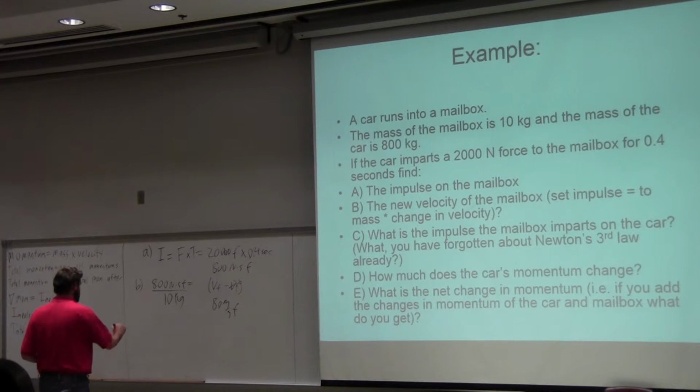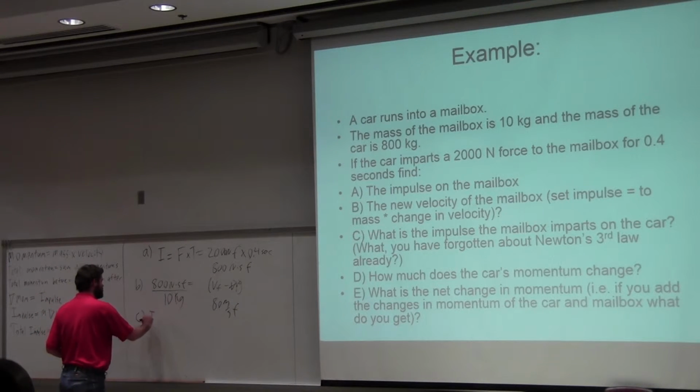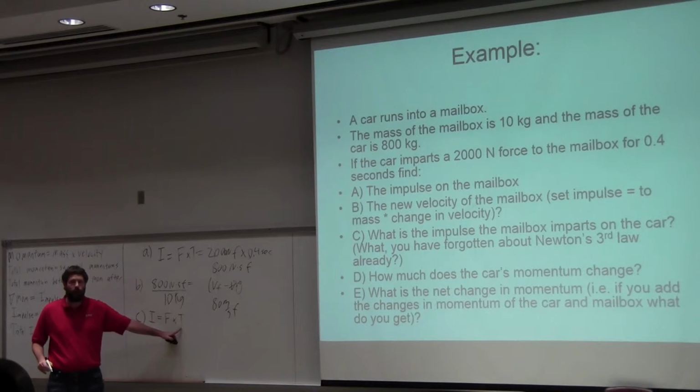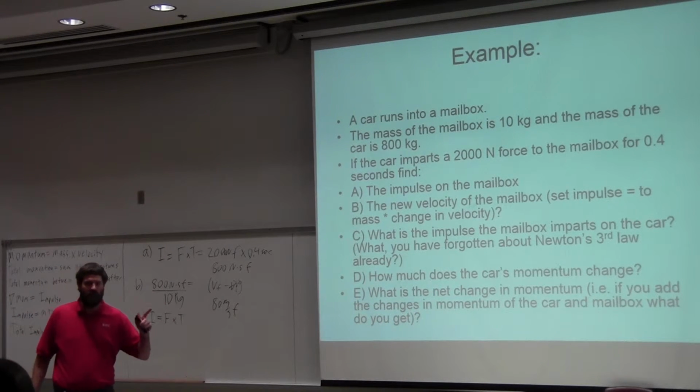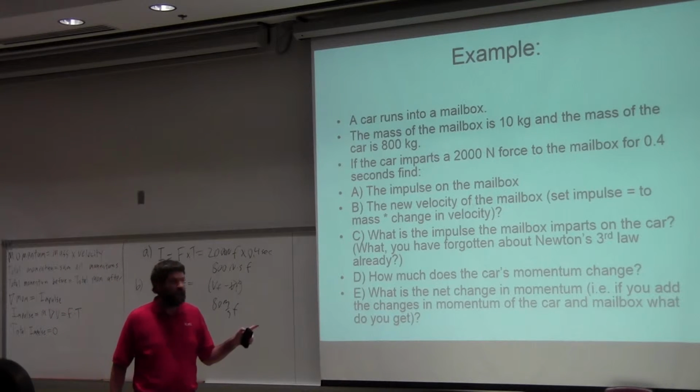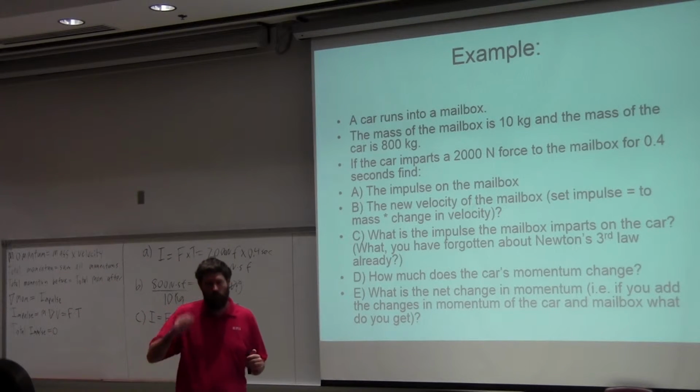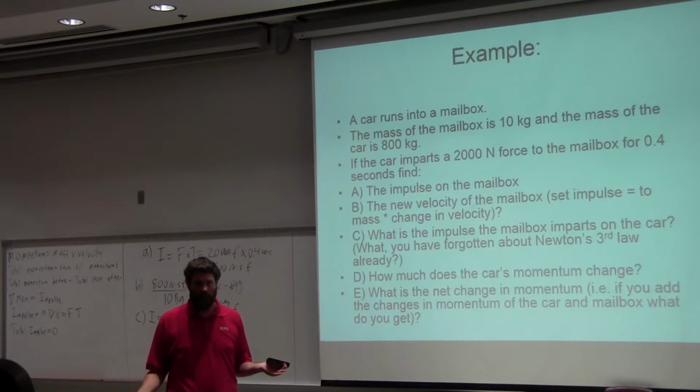So the impulse the mailbox imparts on the car. So impulse equals force times time. We already know the time is 0.4 seconds. We have that time already. What's the force? What force does the mailbox impart on the car? Now we know the car imparts a 2,000 Newton forward force on the mailbox. But what about the mailbox?